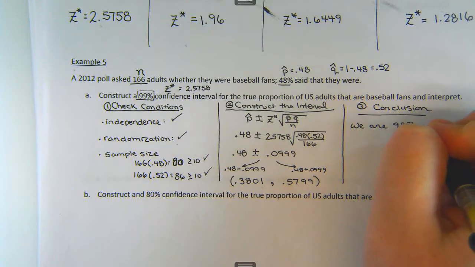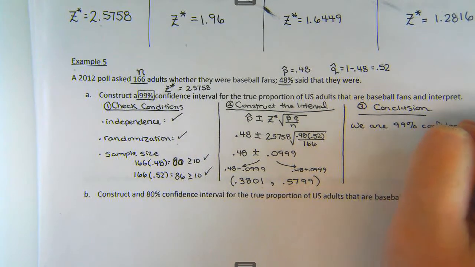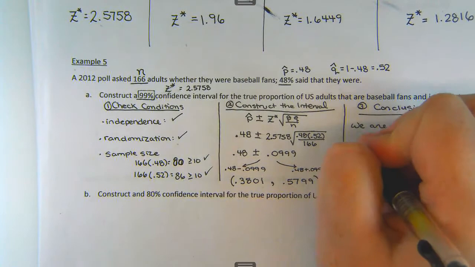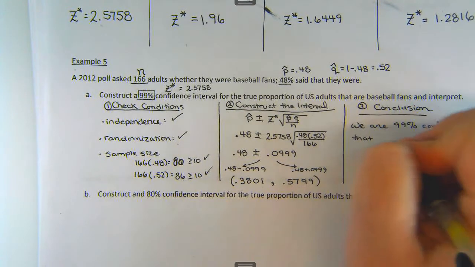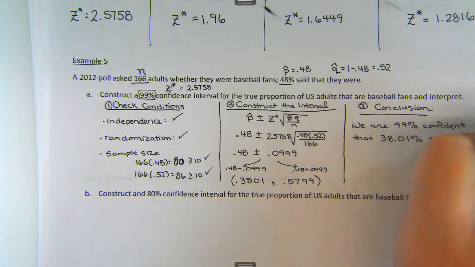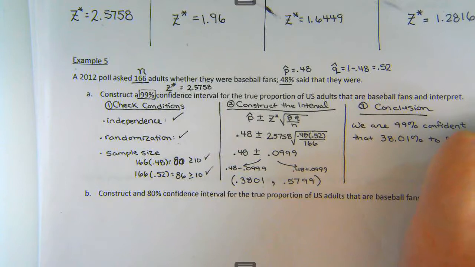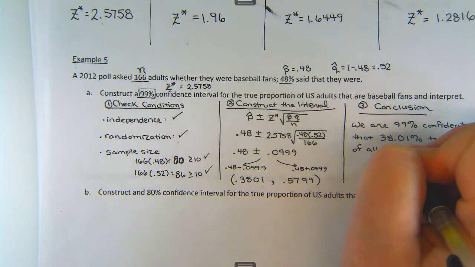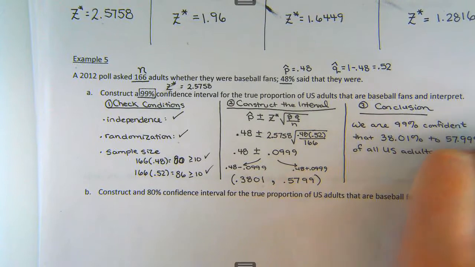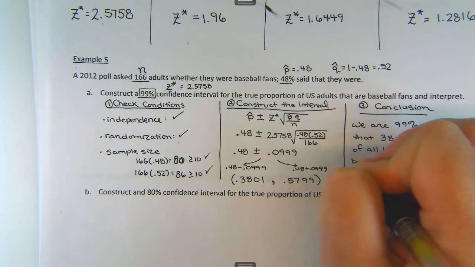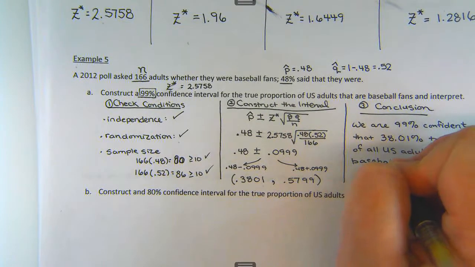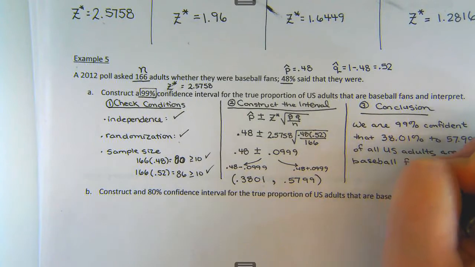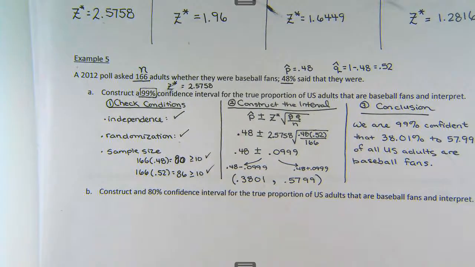So since we use that z-star value to go with 99%, that's our confidence level. We are 99% confident that 38.01% to 57.99% of all U.S. adults are baseball fans. And that sentence contains everything we need for an accurate description of what we found.